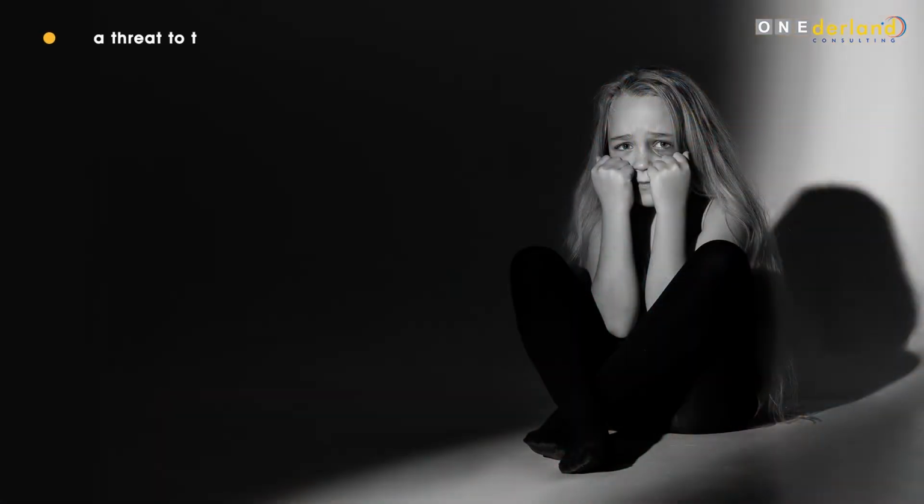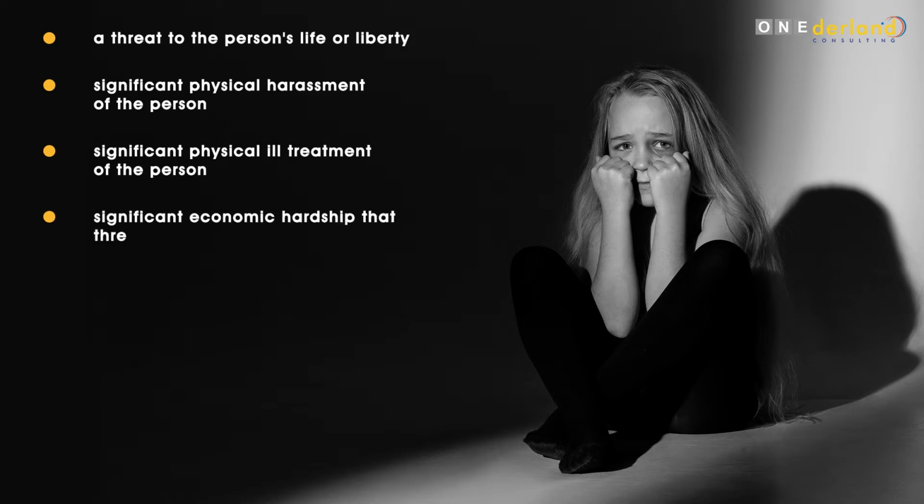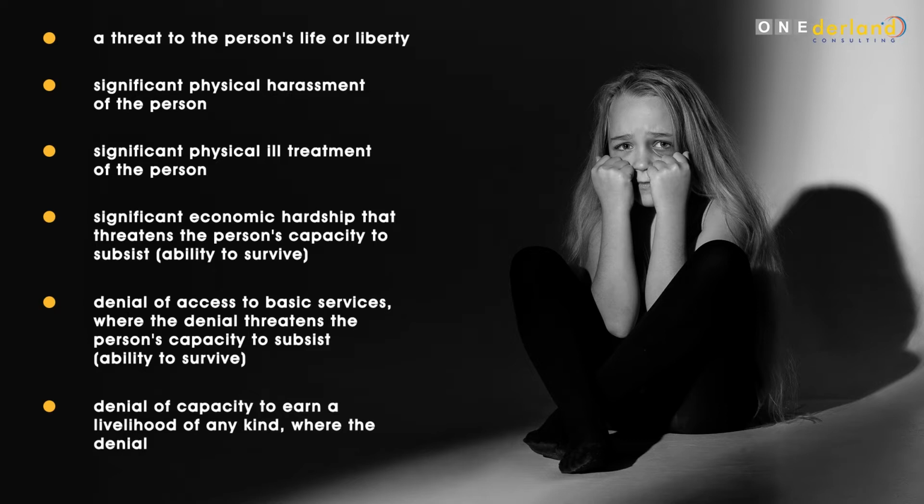A person must prove they are in danger of serious harm, which is defined as, but not limited to, a threat to the person's life and liberty, significant physical harassment of the person, significant physical ill treatment of the person, significant economic hardship that threatens the person's capacity to subsist, ability to survive, denial of access to basic services, where the denial threatens the person's capacity to subsist or ability to survive, denial of capacity to earn a livelihood of any kind, where the denial threatens the person's capacity to subsist or, again, ability to survive.